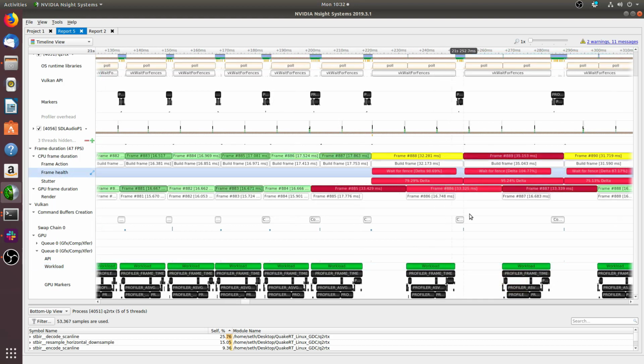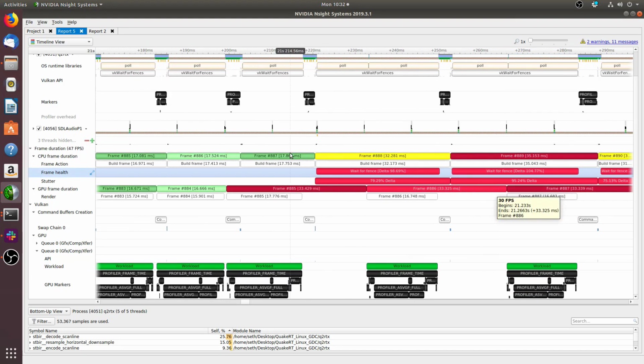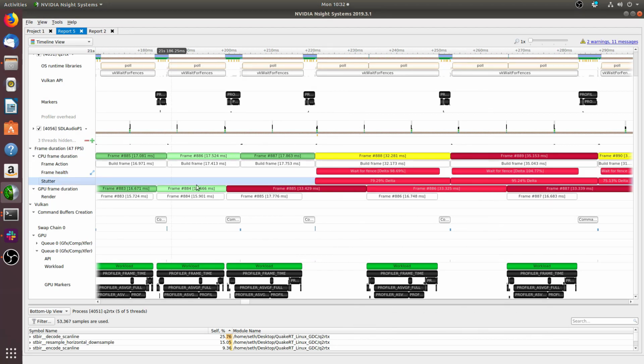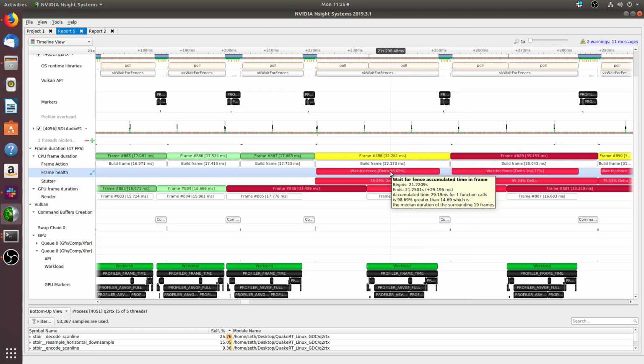Nsight Systems can now analyze inconsistent frame rate, known as stutters. Stutter analysis includes local frame stutters, which can be visualized in the stutter row in the CPU frame duration section, enabling you to quickly identify when a frame stutter occurred. Additionally, the frame health row helps you easily find the outlier that is likely the source of the stutter.